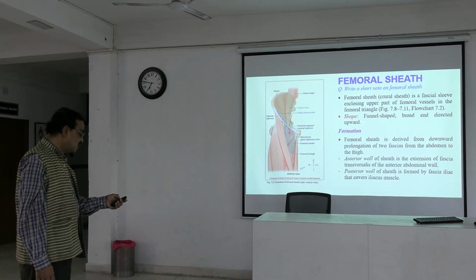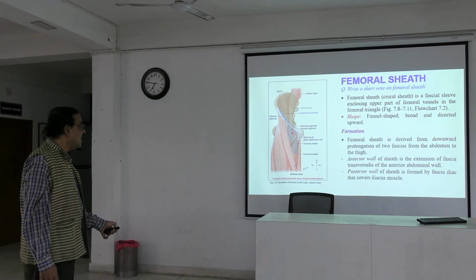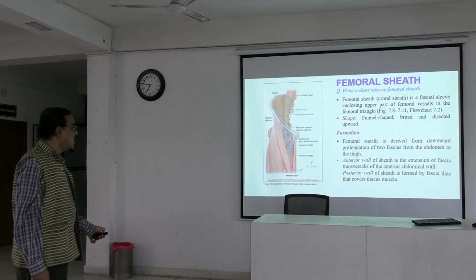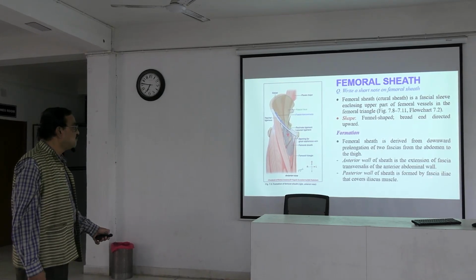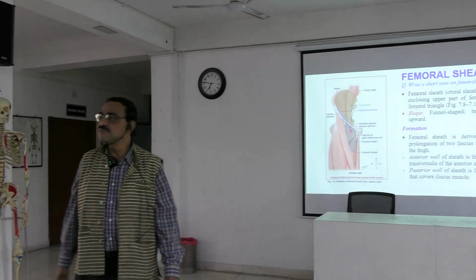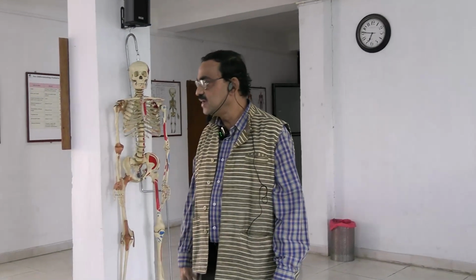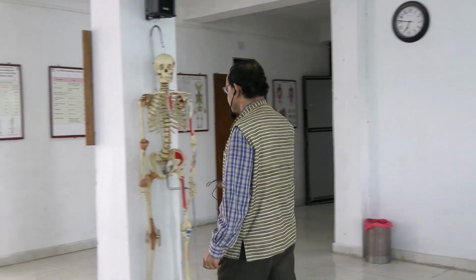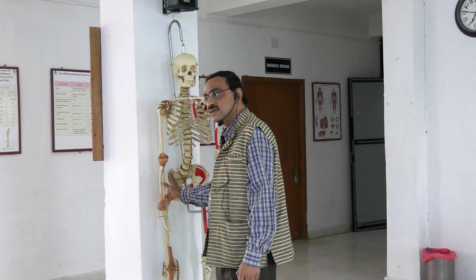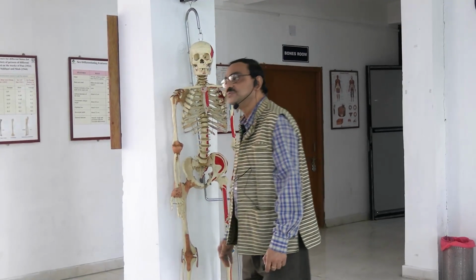So anterior wall, you can see this is written here. Anterior wall is the extension of the fascia transversalis of the anterior abdominal wall, and posterior wall is formed by the fascia iliaca, which also covers the iliacus muscle. All iliac vessels, muscles in the iliac region, okay. Fascia iliaca, which also covers these vessels, okay, and it comes down.